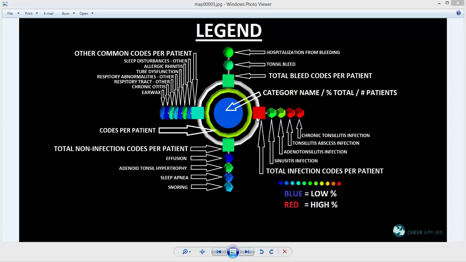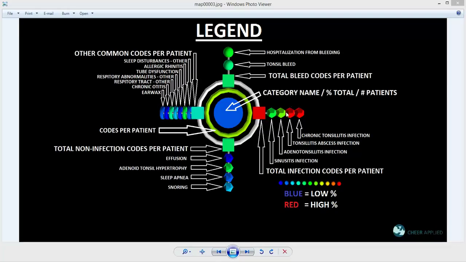The glyph itself that we have for the visualization is split up into 4 spires with 2 inner elements. The central element is a pill that gives the category name, percent total, and number of patients, while the middle ring gives the codes per patient. Finally, we have a bleed code spire, an infection code spire, a non-infection code spire, and finally a common codes per patient spire on here. Each spire is broken out into the specific codes that are related to that individual or that grouping.